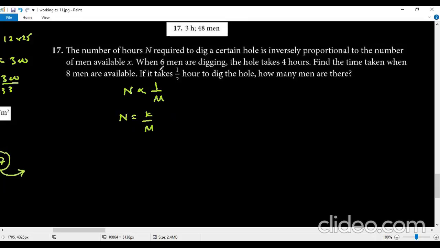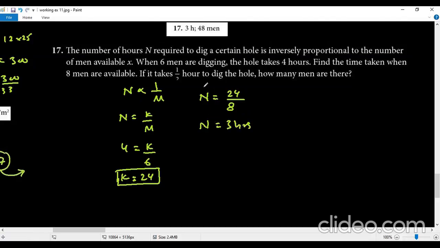Now it says the number of men digging is 6 and it takes 4 hours, so k and 6. That means k is equal to 24. The constant value is 24. This formula we'll use. They're saying find the time taken, the number of hours they want to know, and the value of k is 24, and 8 men are available. That means the number of hours is going to be 3 hours, your answer.